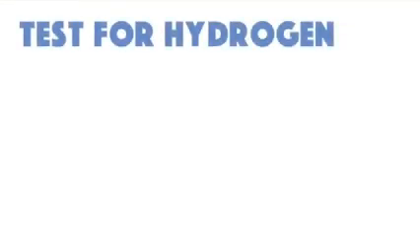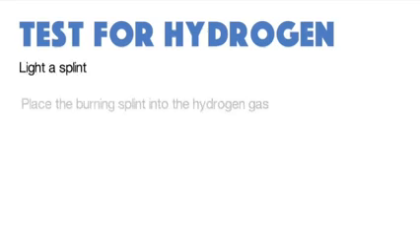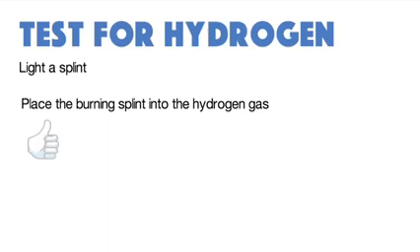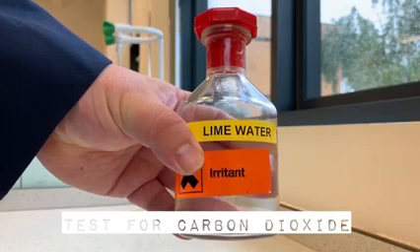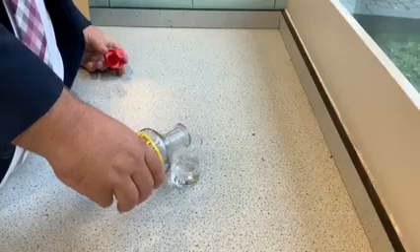Okay, so the test for hydrogen, as we just said as a summary, we light a splint, we place the burning splint into the hydrogen gas, and the positive test would be that the hydrogen burns with a distinctive squeaky pop. Next we've got our test for carbon dioxide using lime water.